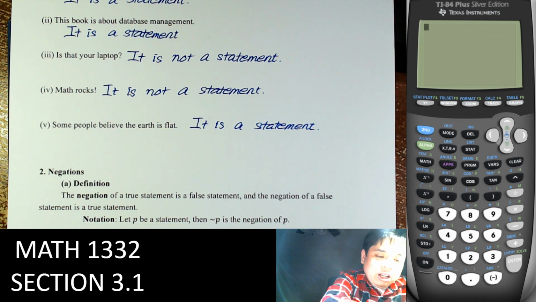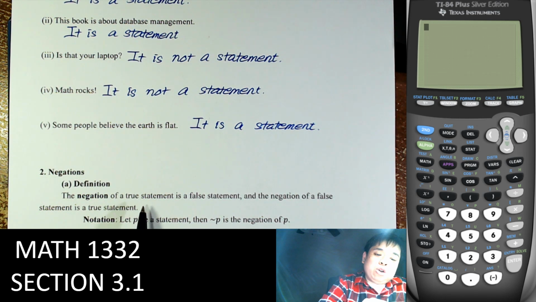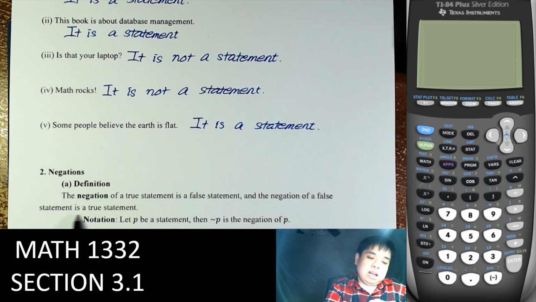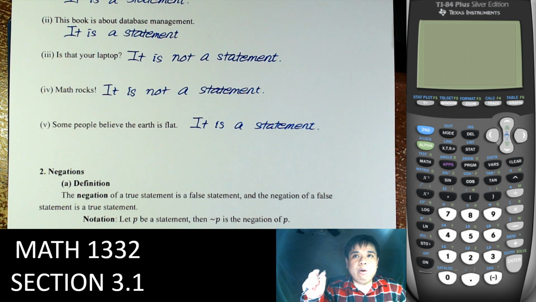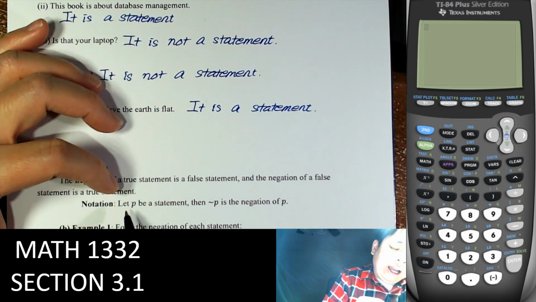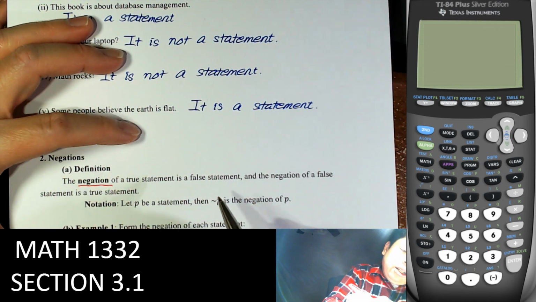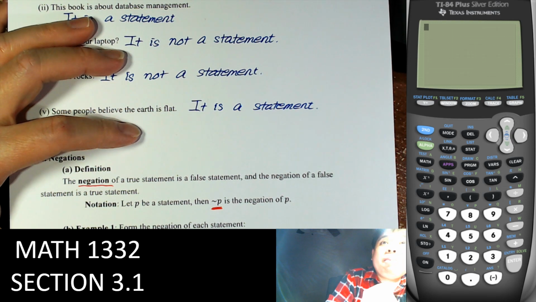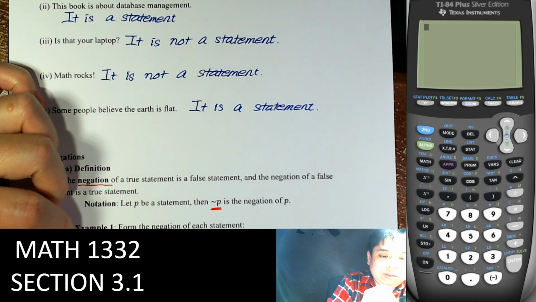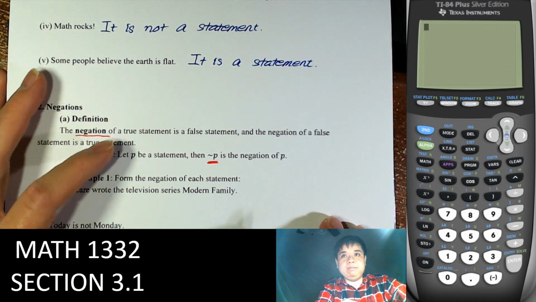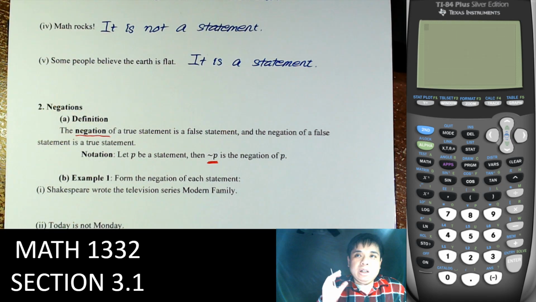Next, we define a negation of a statement. The negation of a true statement is a false statement. So we turn true to false, and the negation of a false statement is a true statement. So pretty much it turns from true to false and from false to true. And for the notation for negation, we use this simple symbol. Right?